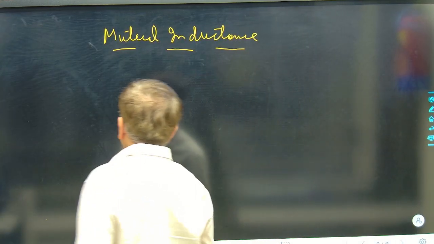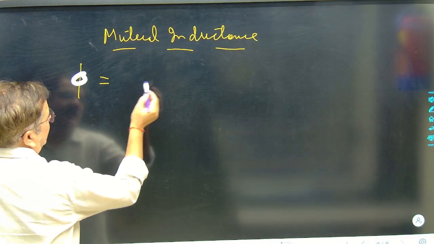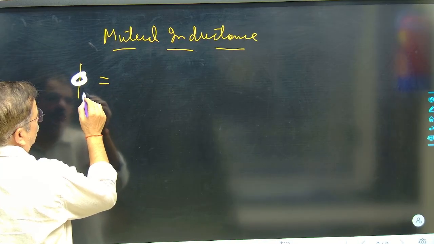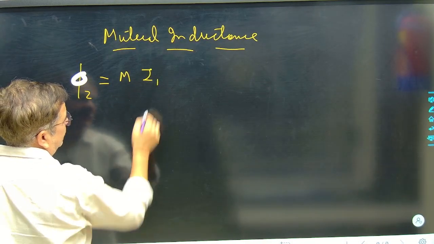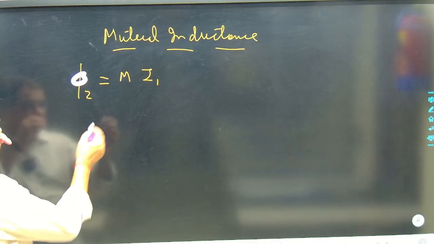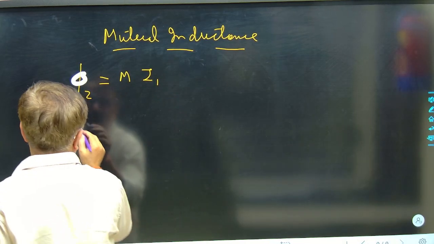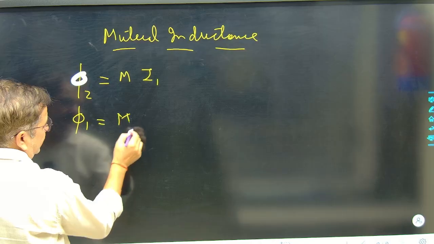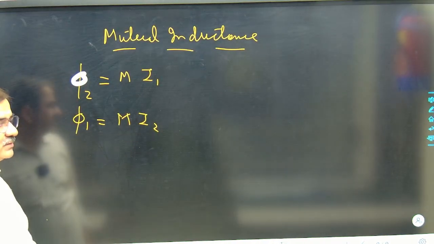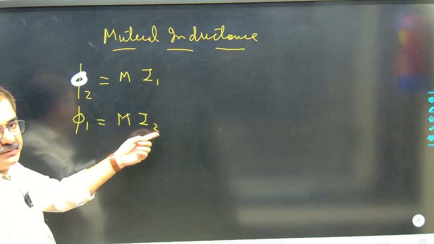And whenever I have to define the flux, phi remains the same. Phi is equal to, I will say, phi 2. If I say the flux is in the second coil, mutual inductance M, the current will be of the first coil. This formula we can keep, and it is also equal to phi 1, if I say flux in the first coil, M current in the second one. Means if we are finding the flux in the second coil, current will be of the first coil. If we are finding the flux in the first coil, current will be of the second coil.